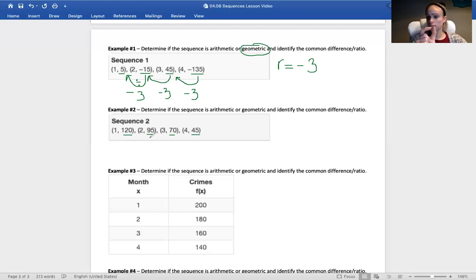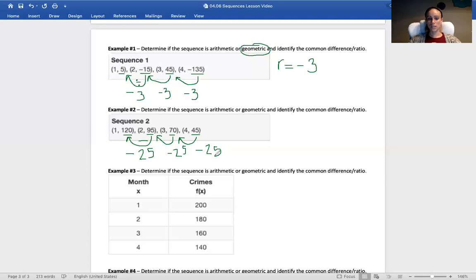So we take our term and subtract the previous. So 95, because that's where the difference comes in, minus 120. Let's see, negative 25. Better check and verify with the next one. So 70 minus 95, yep, negative 25. And then the last one, 45 minus 70. Yes, it is still negative 25.